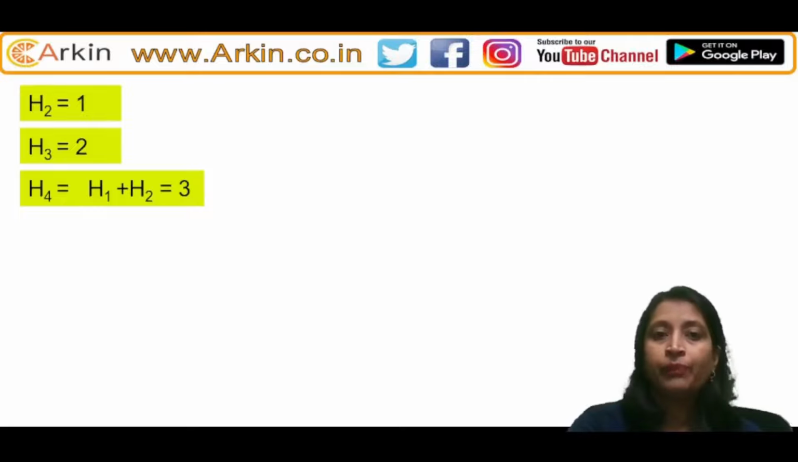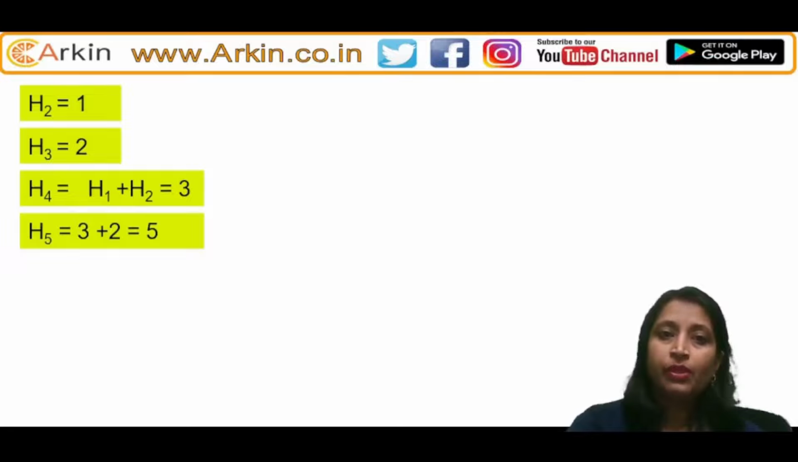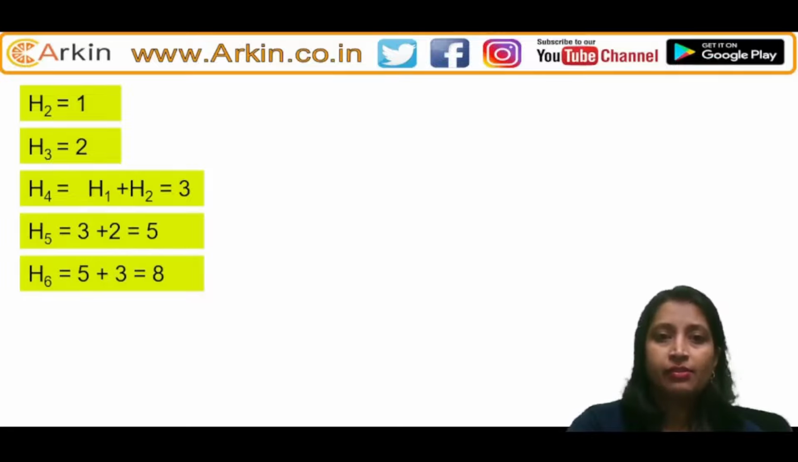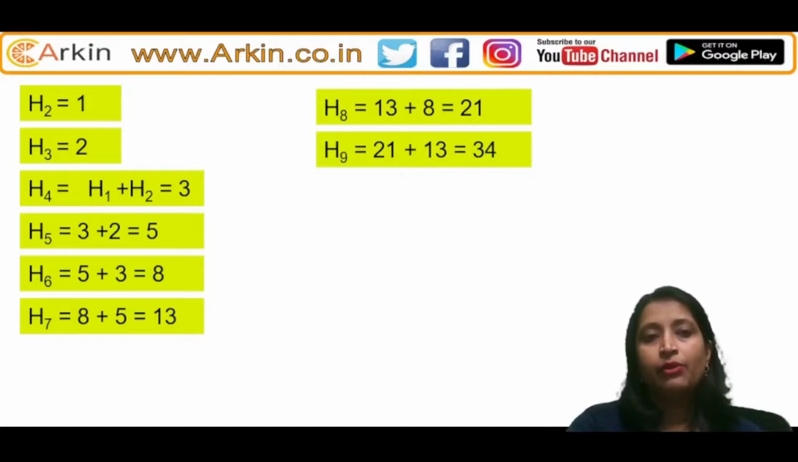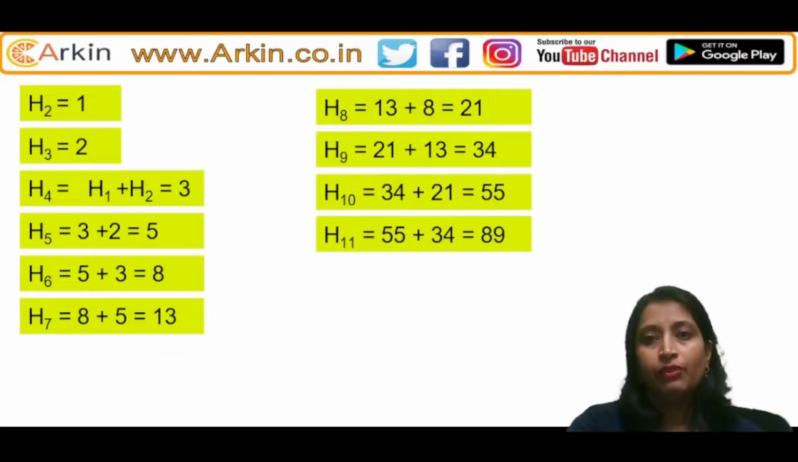So H4 will be H1 plus H2, which is equal to H3. And H5 will be 3 plus 2, 5. Similarly, H6 will be 5 plus 3, 8. H7 will be 8 plus 5, that is 13. H8 will be 13 plus 8, 21. H9 will be 21 plus 13, 34. H10 will be 34 plus 21, 55. H11 is equal to 55 plus 34, 89.